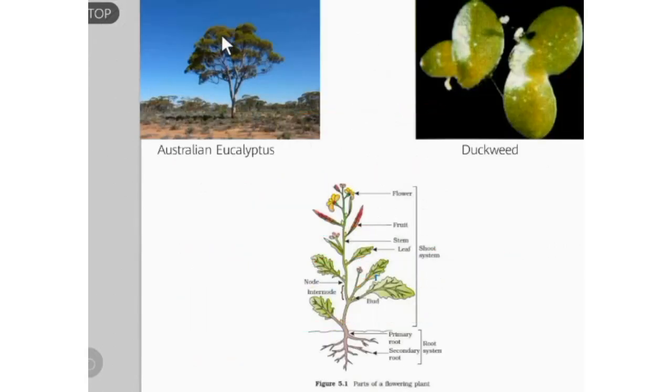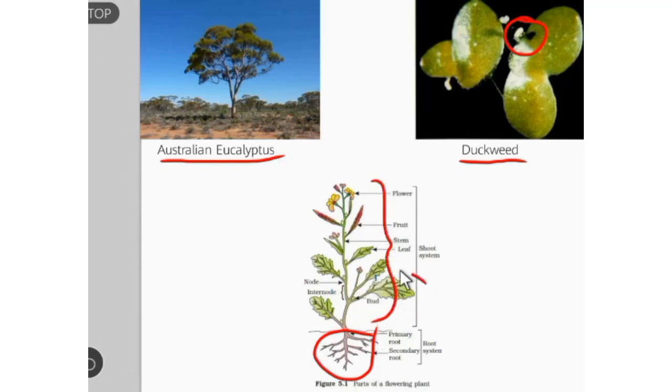This is the Australian eucalyptus that I have mentioned, which has an average height of 100 meters, and this is the duckweed which I have mentioned, which has an average length of only 2 millimeters. These white spots you see here are the flowers of duckweed. It's so small. Now the plant parts: it has a root, a stem, a leaf, flower and fruits. These are the basic characters of angiosperms.